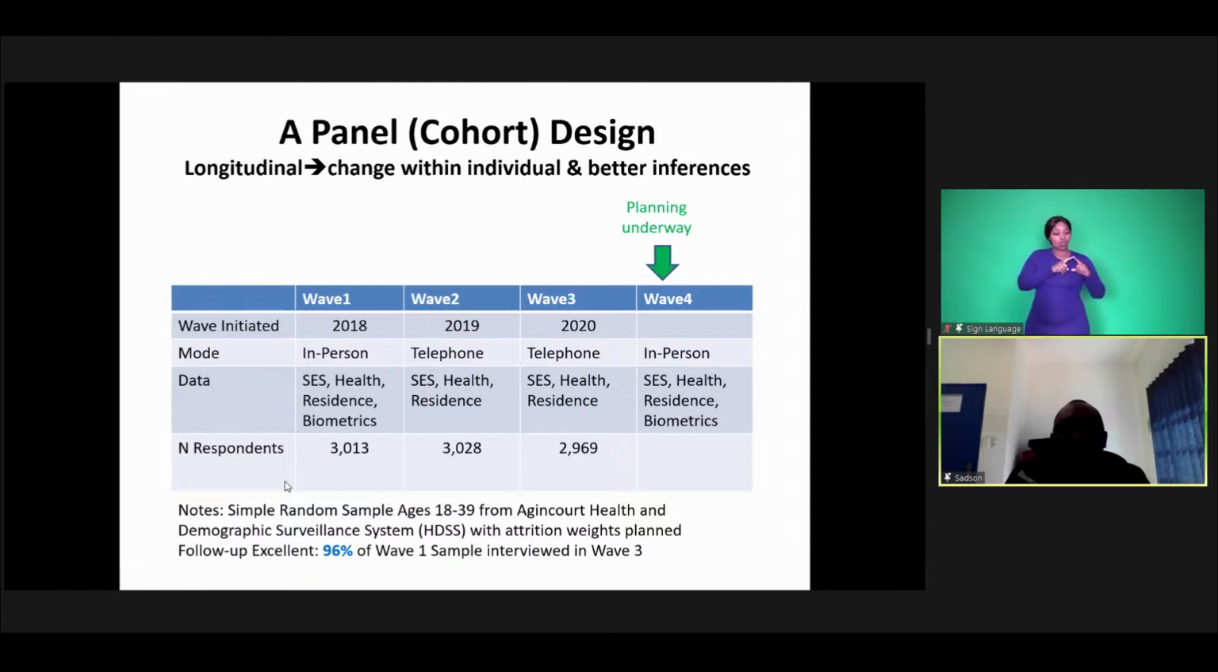And as I've said earlier on, wave 4 is still under preparation, possibly might start data collection in the coming month or 2.